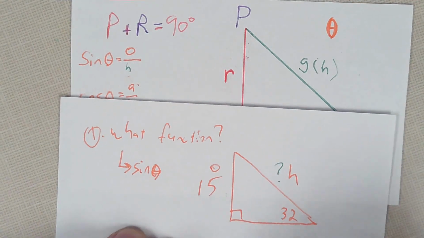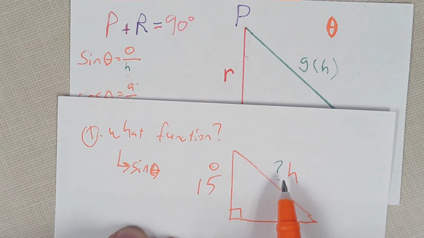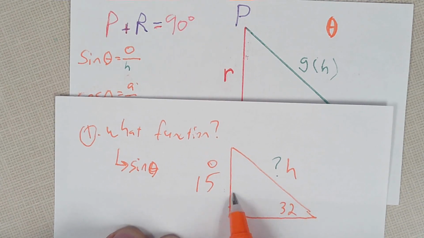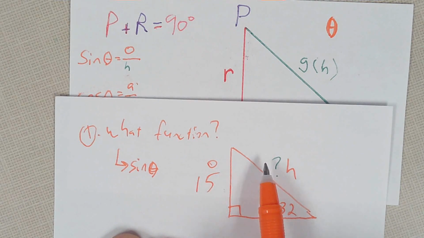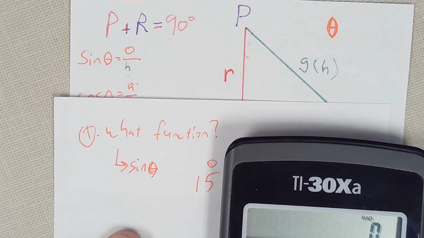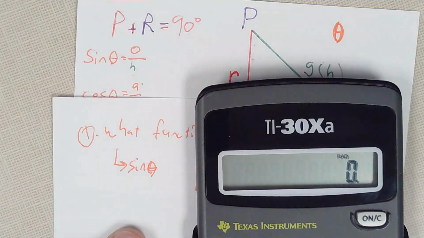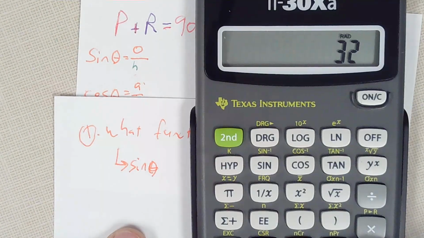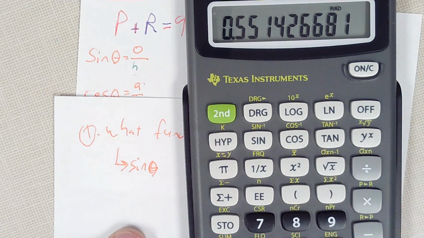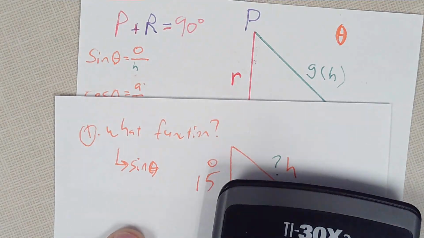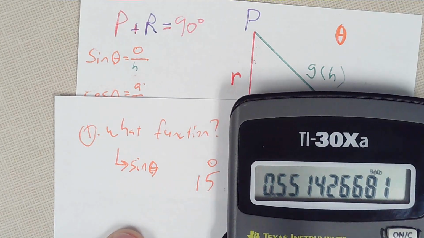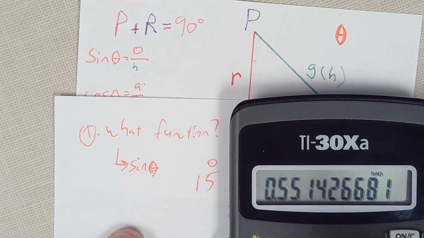All right, and because I need to find the hypotenuse, it's going to be longer, right? So I need to make 15 bigger. And I know that the sine is always going to be less than 1. So 32, and I press the sine, it's 0.55. And the only way to make that number bigger with 0.55 is by dividing 15 by that.